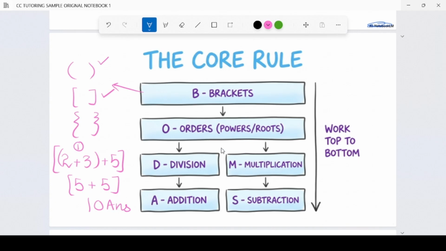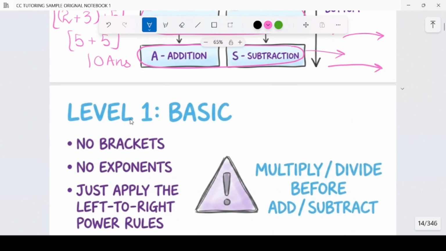So these are some preferences that you have to follow. It can be power, it can be root. After that, division and multiplication are my first preferences. If in any equation there are only division and multiplication, you just have to go left to right, and addition and subtraction are my second preferences. If an equation only has addition and subtraction, you just have to solve it from left to right. Anyways, I'll move forward.